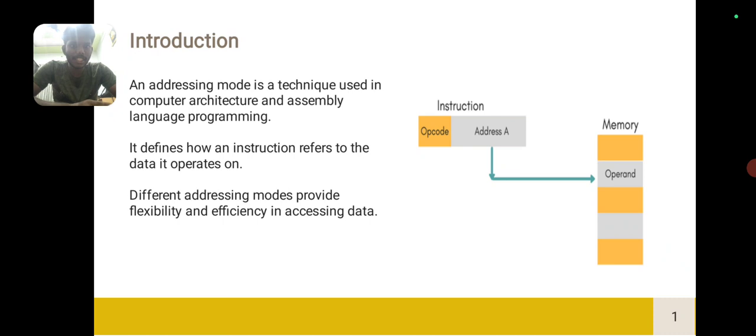Now, here is an instruction code which is an opcode and an address. So, there is an address given here which then passes to an operand situated in the memory location. So simply there will be an address where the instruction is given by the programmer or the computer, which will save in the operand in the given memory.